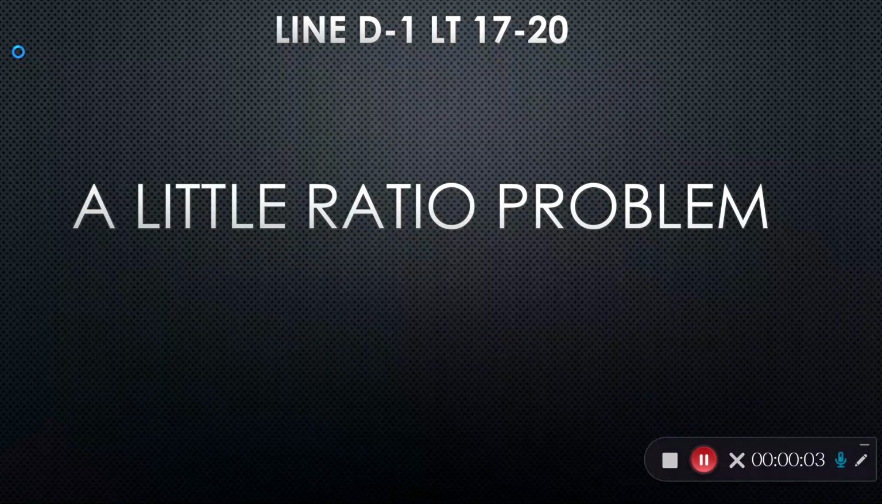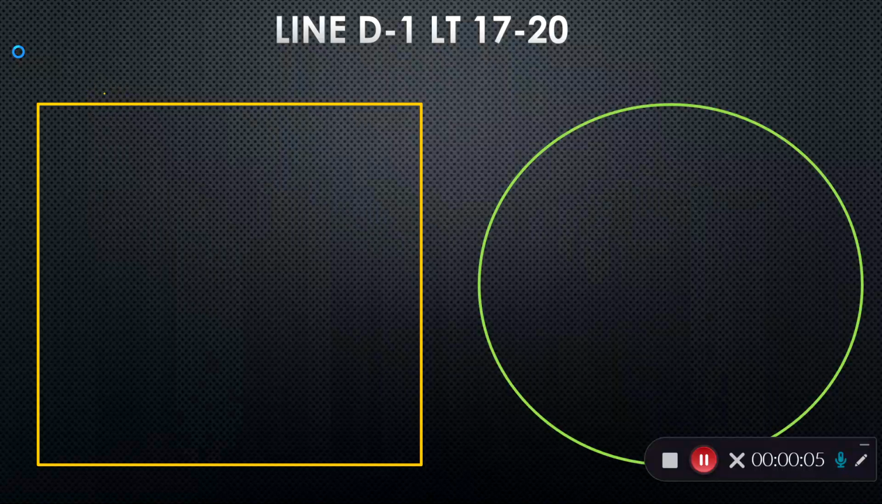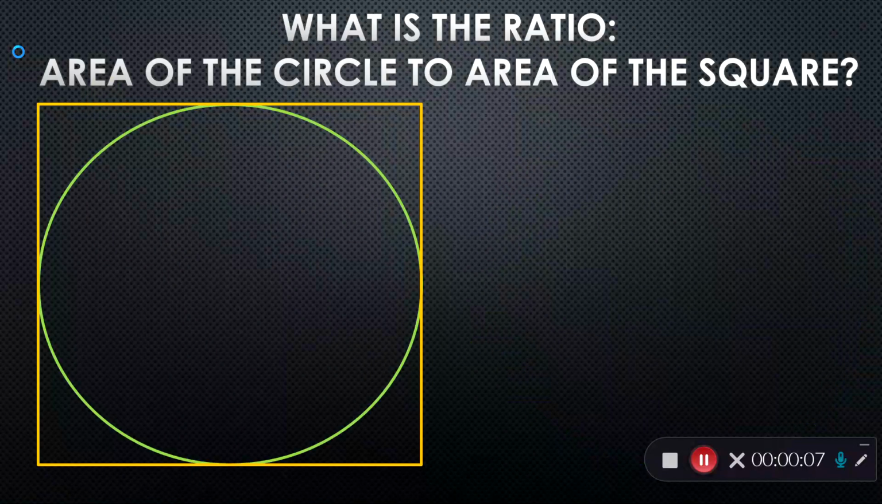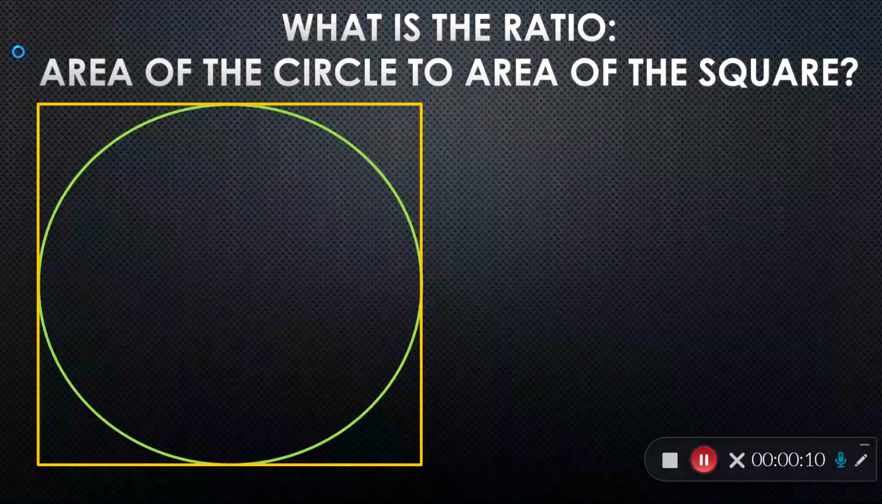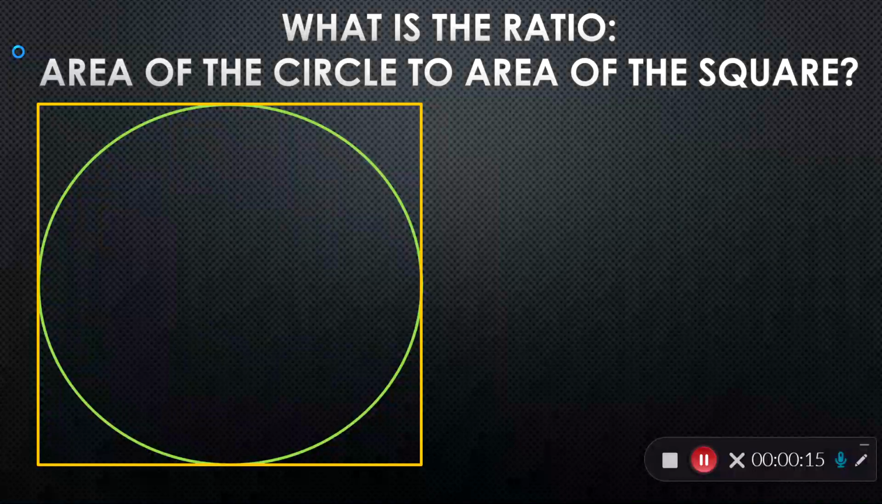Here's a little CMA SMA. So we've got a circle and a square, and the diameter of the circle and the length of the square are the same. So what is the area of the circle in the green compared to that of the square?